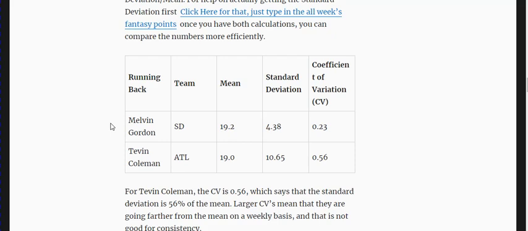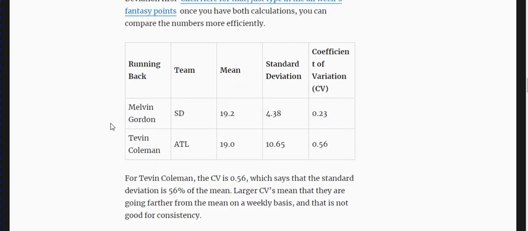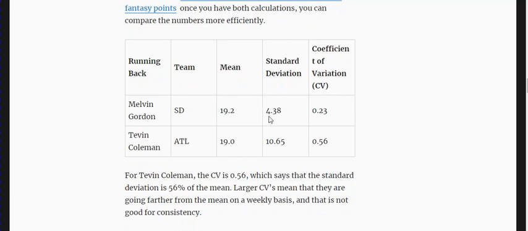And this is what I did yesterday. As you can see here, the higher the standard deviation goes, the less consistent the player was. If you know from your fantasy football history that Melvin Gordon turned out to be a better player, a lot of that was because of playing time. Coleman was in what's considered a timeshare split. We don't have to worry about that in baseball, but his coefficient of variation was higher. You could say Gordon was about twice as efficient in consistency as Tevin Coleman based on the mean, which was about 19 points.